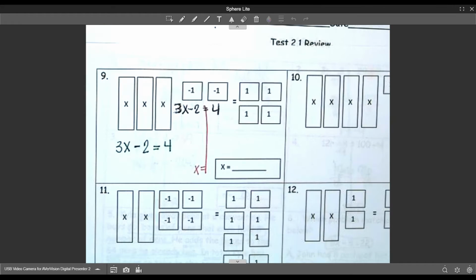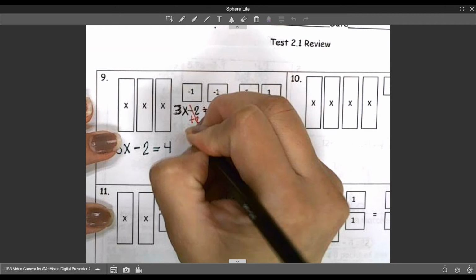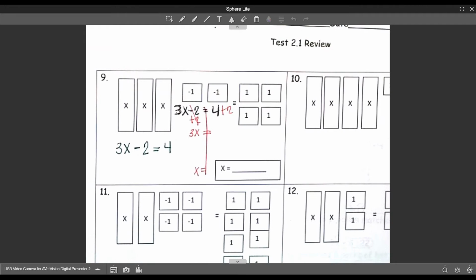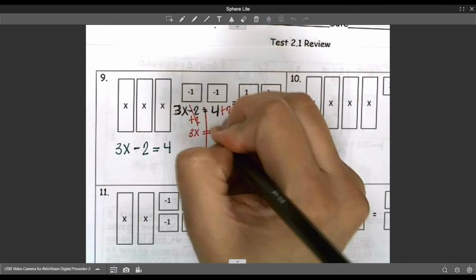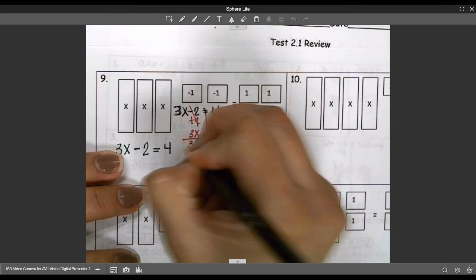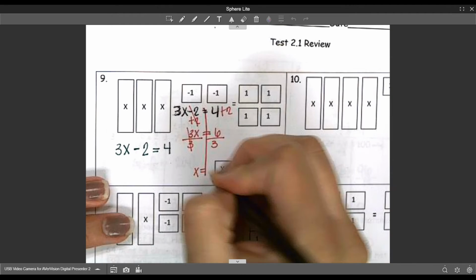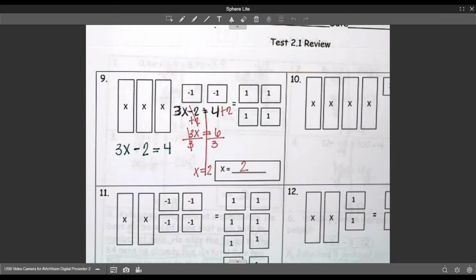What do I get rid of first? Minus 2. What is the opposite of minus 2? Very good. Plus 2. I'm left with 3x. And what is 4 plus 2? 6. Very good. What is my next step here? How do I get rid of 3? Very good. I'm going to divide by 3. Cancels out. X is equal to, what is 6 divided by 3? 2. So x is equal to 2.